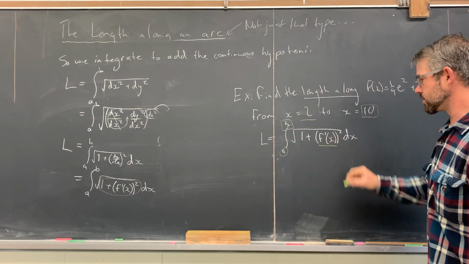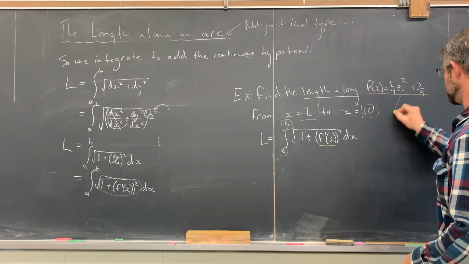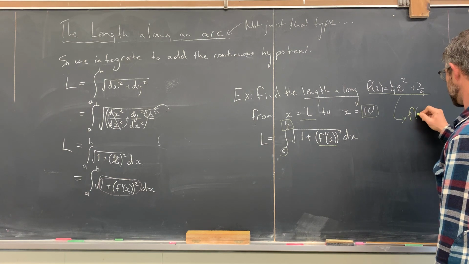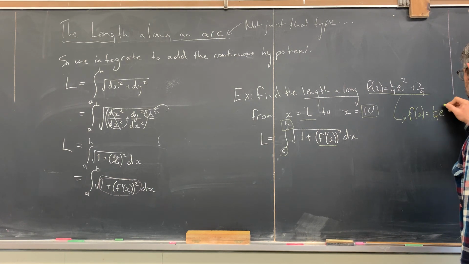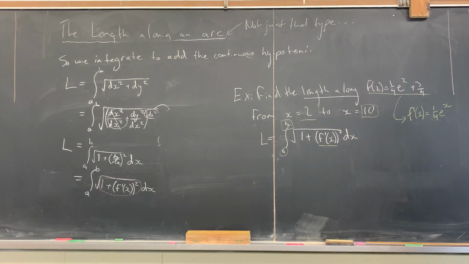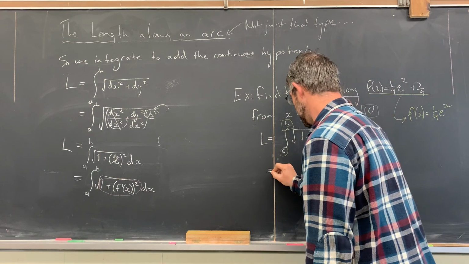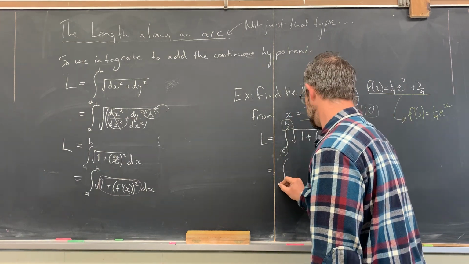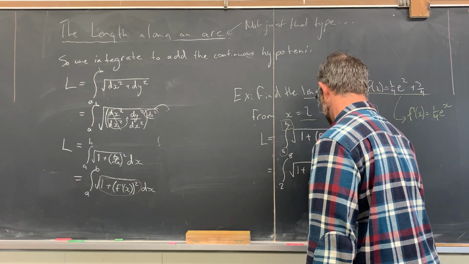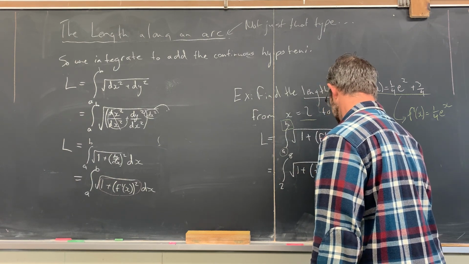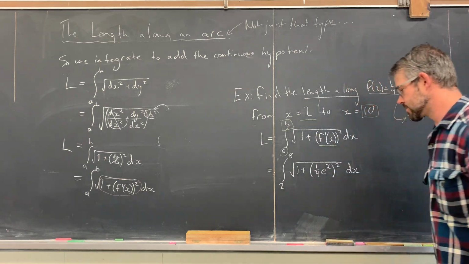But I need to take the derivative. So I'm going to go to my function, and I'm going to calculate the derivative. Fortunately, it's a pretty easy derivative. It's just 1/4 e to the x. So it's not a very challenging derivative for us to go ahead and substitute. So we'll go ahead and integrate from 2 to 8 of 1 plus 1/4 e to the x squared dx.